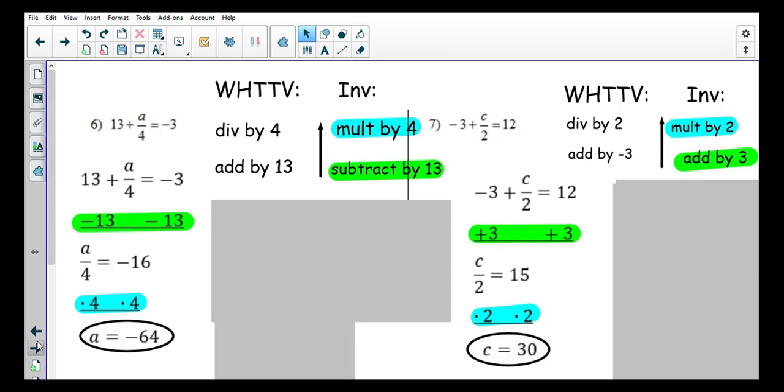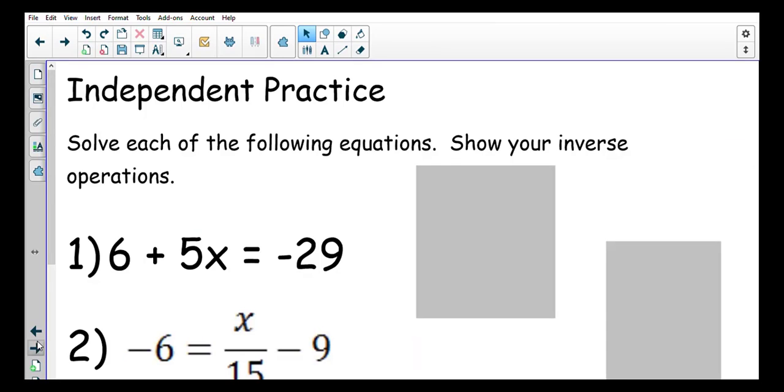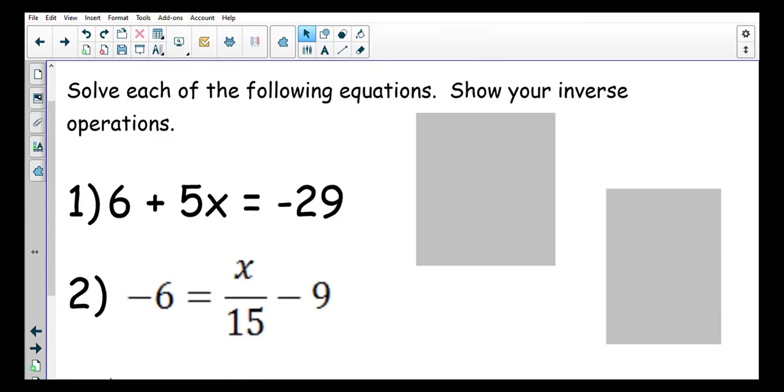All right, let's give you a chance to try a couple of these on your own. You can do these any place where you have some space, maybe on the back of these guided notes. You have a little bit of space there, or just any place where you might have some room to put some practice on these things. All right, maybe a sheet of paper. So we've got two questions. Number 1, 6 plus 5x equals negative 29. Number 2, let me slide this up a little bit, is negative 6 equals x over 15 minus 9. Go ahead and pause the video. Give these two questions a try.